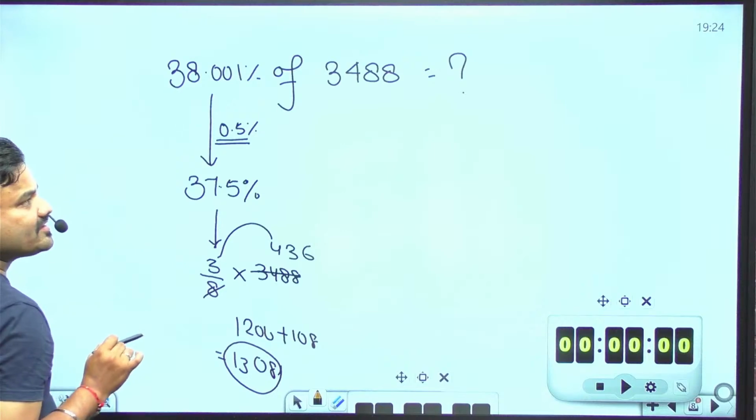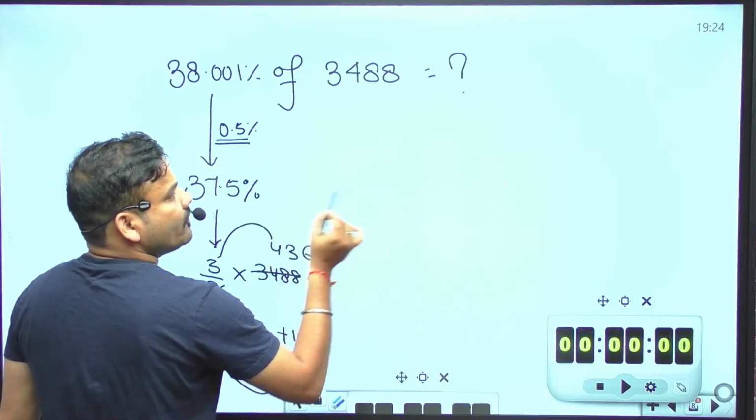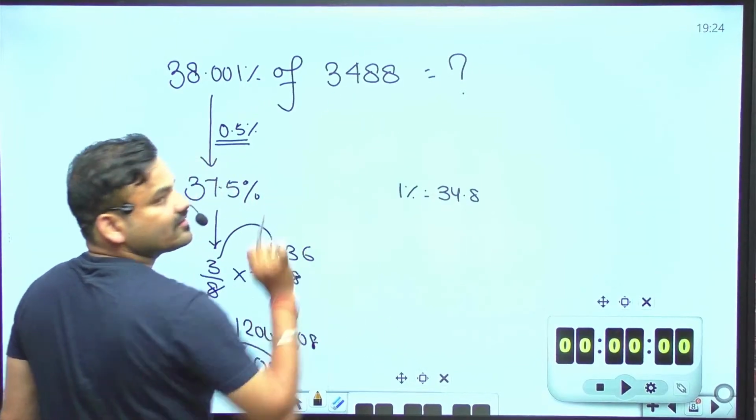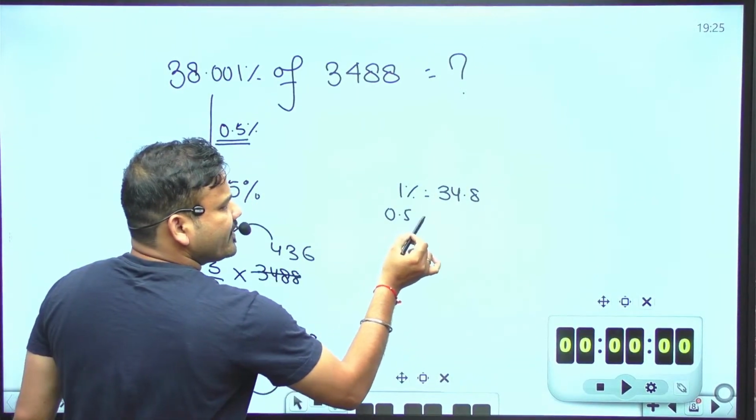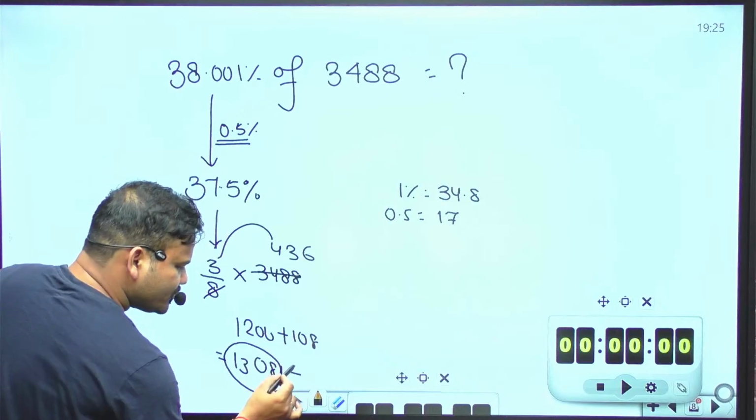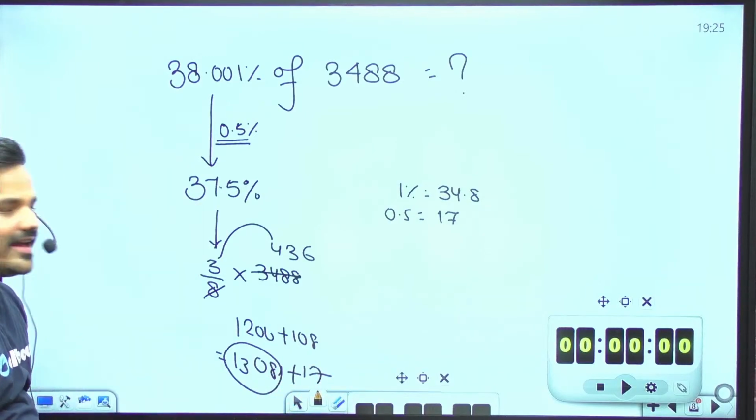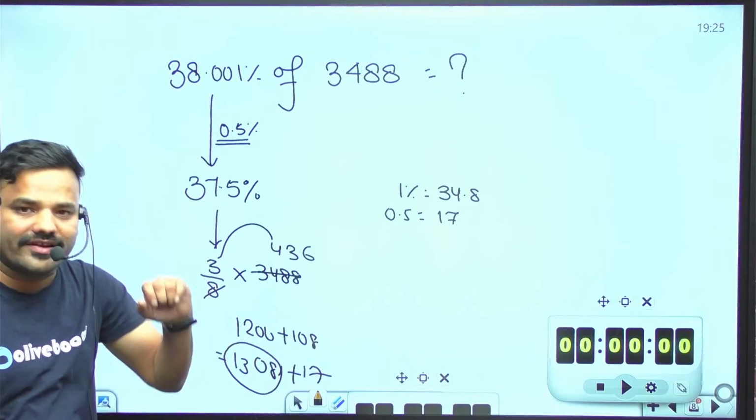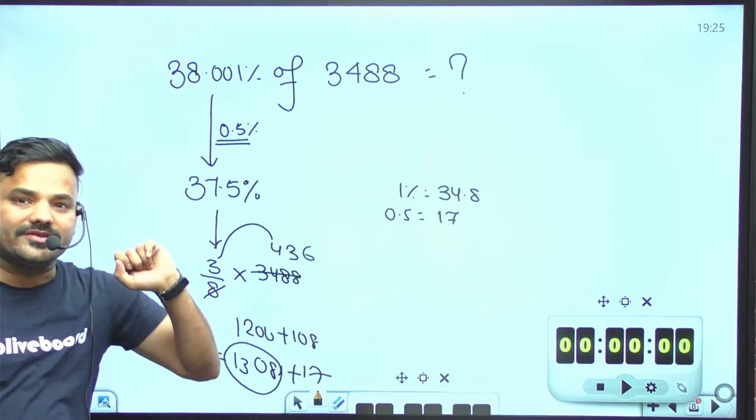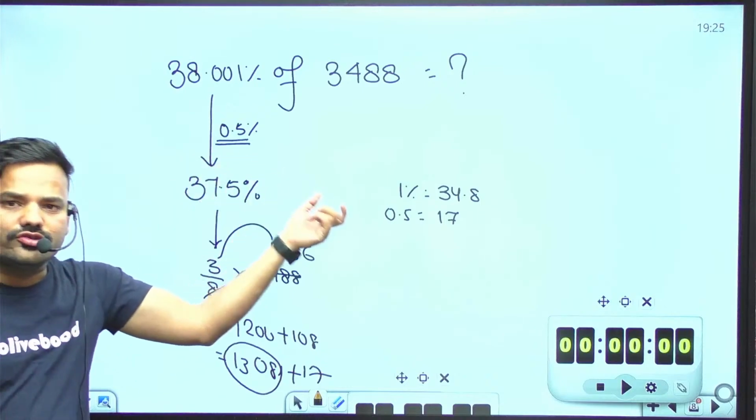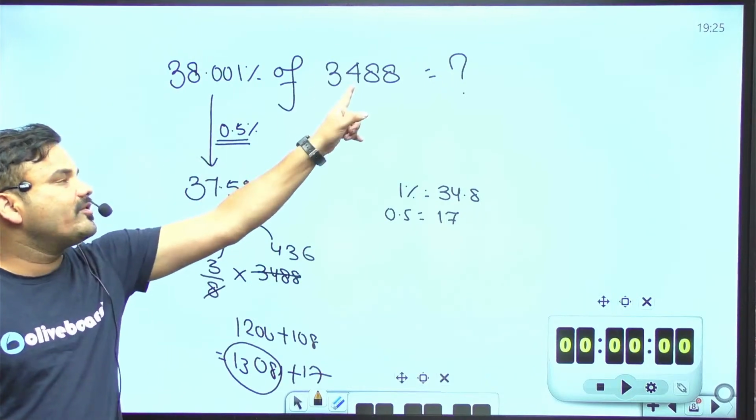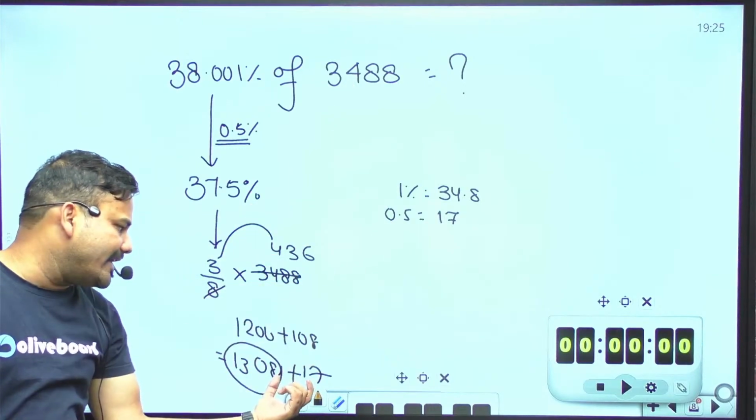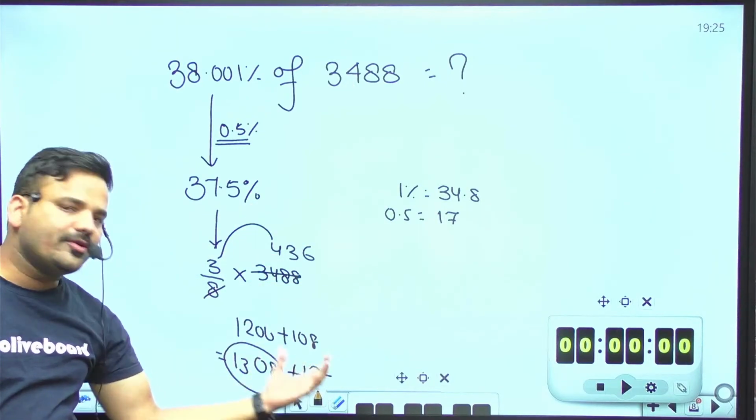What about 0.5%? So 1% will be what? 1% is 34, isn't it? 1% will be 34.8. See? So what about 0.5%? So 0.5% will be 17. So 17 more has to be added. Why am I adding 17? Sir, I was asked to calculate 38%. I calculated 37.5. So there is a deviation of 0.5%. So that 0.5% should be adjusted. So what is 0.5% of this value? 1% is 34, 0.5% is 17. So I'm adding it later on. So 1323 will be your answer.